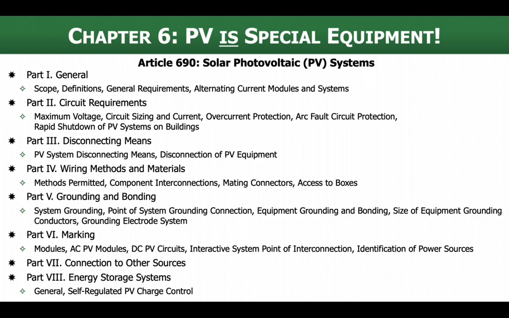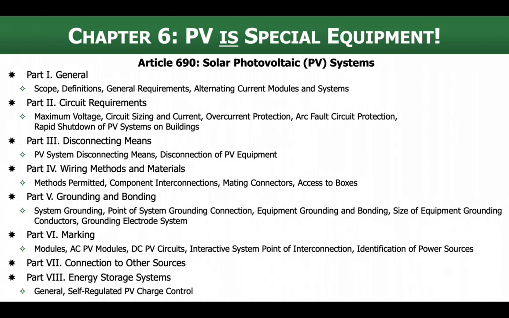We'll spend a lot of time on that. Disconnecting means has its own part 3. Wiring methods and materials, part 4. That's where we're going to find things that differ from wiring methods in earlier parts of the code. Grounding and bonding, the same thing. These are special requirements that apply to PV systems that are going to, in some cases, refer back to Chapter 2 and Article 250 on grounding, or they may give us different requirements or allowances.